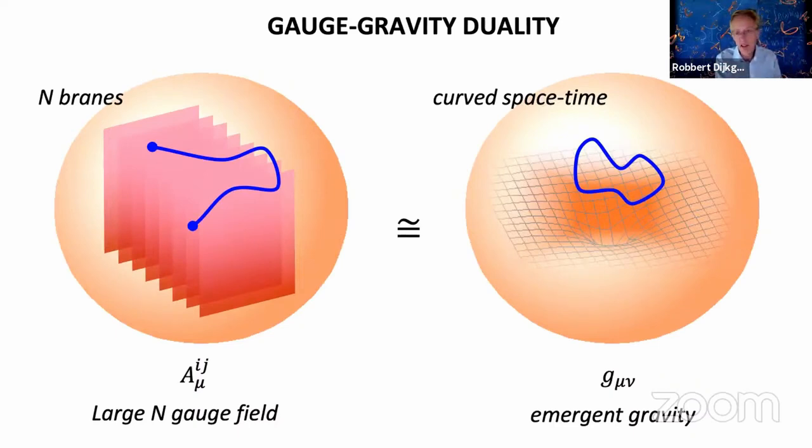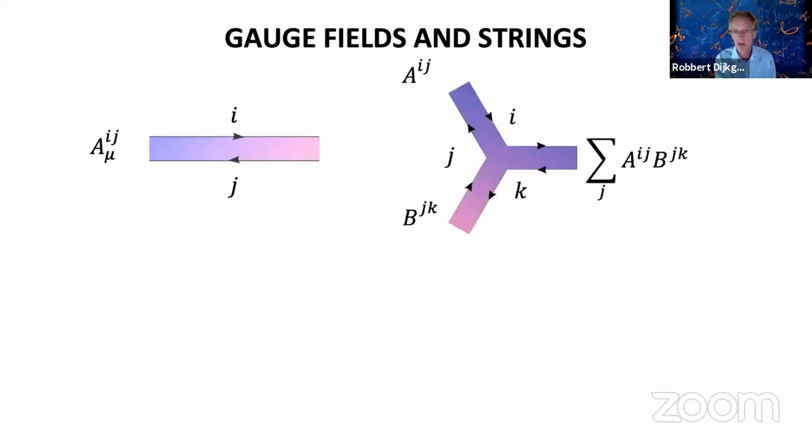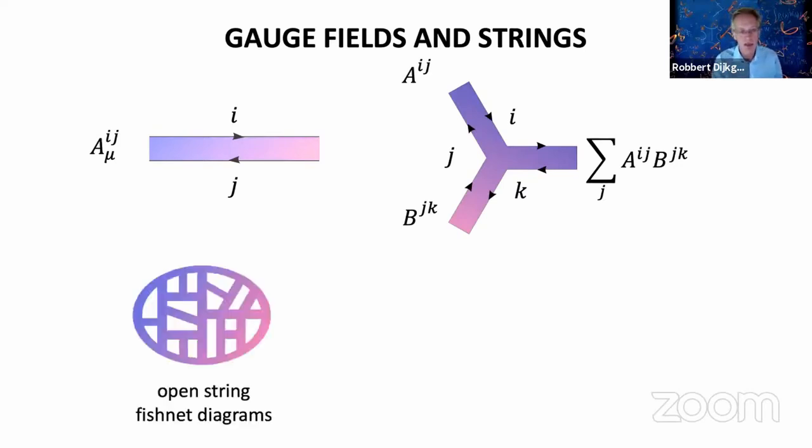Now, the intuition behind this is a little bit the following. If you think of the Feynman diagrams describing open strings, they have a very beautiful interpretation. They're not little cylinders, they're little strips. The interactions of open strings, you can think of as a very natural thing. It's essentially matrix multiplication. So you glue the strips together.